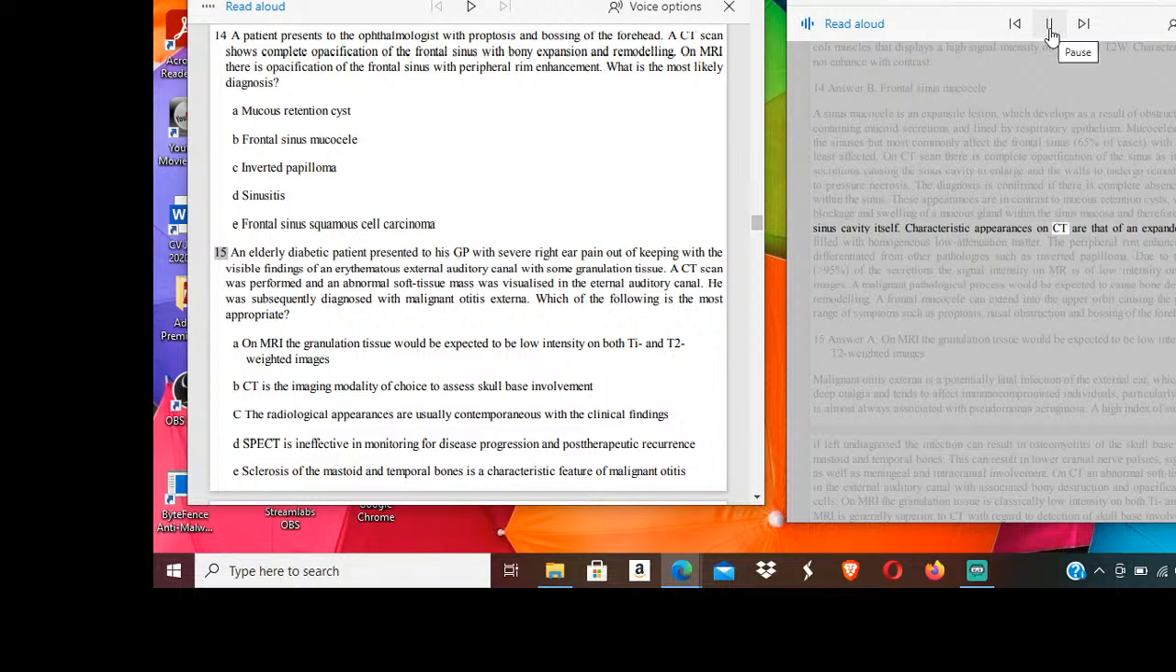Characteristic appearances on CT are that of an expanded frontal sinus cavity, filled with homogeneous low attenuation matter. The peripheral rim enhancement enables it to be differentiated from other pathologies such as inverted papilloma. Due to the high water content, 95% of the secretions, the signal intensity on MR is low on T1 and high on T2W images. A malignant pathological process would be expected to cause bone destruction as opposed to remodeling. A frontal mucocele can extend into the upper orbit, causing the patient to experience a range of symptoms such as proptosis, nasal obstruction and bossing of the forehead.